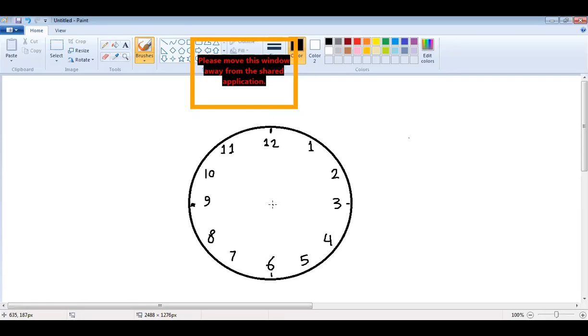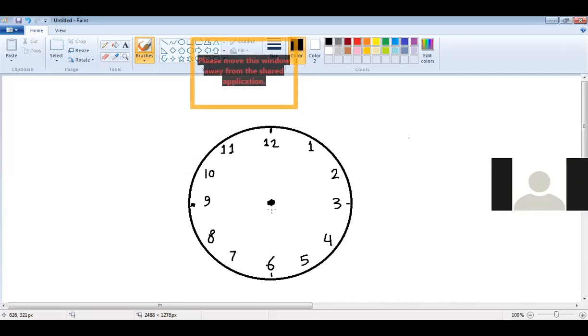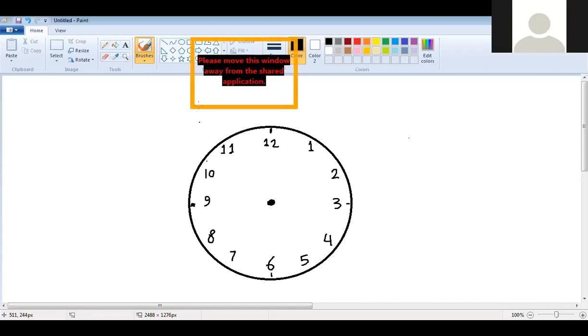How many hands for this clock? Two. They both come from the center. You know the center of the circle. Yes. This is the center of the circle. There is a tall hand that shows the minutes, and there is a small hand that shows the hours.